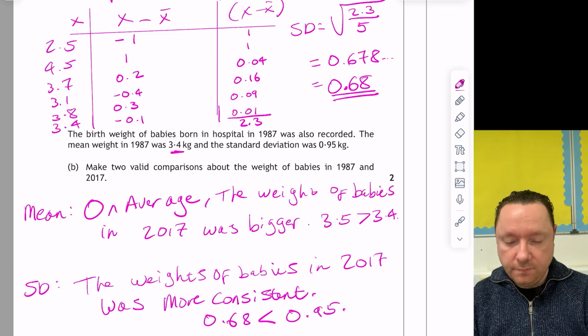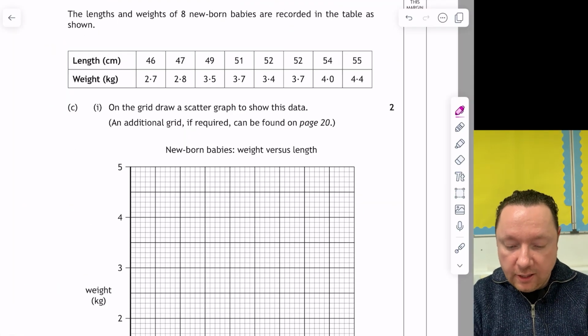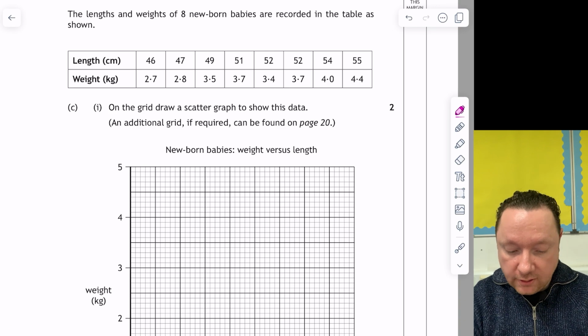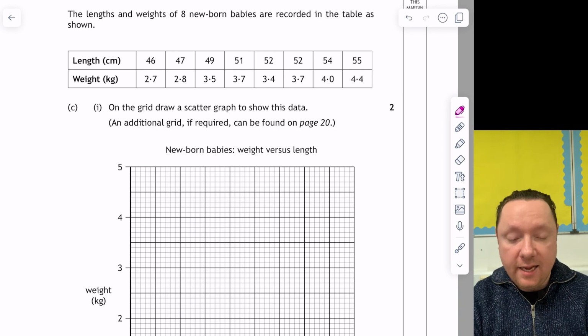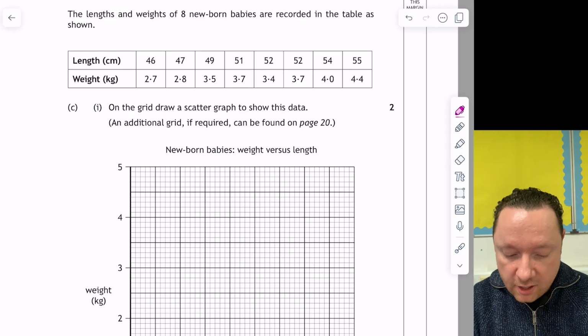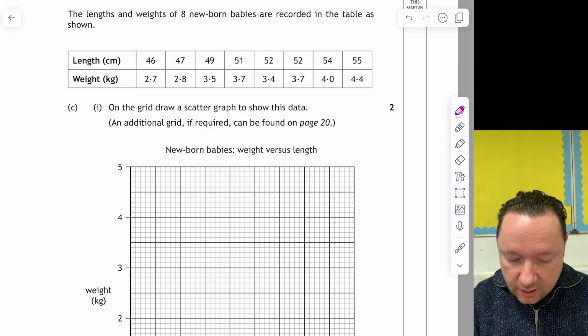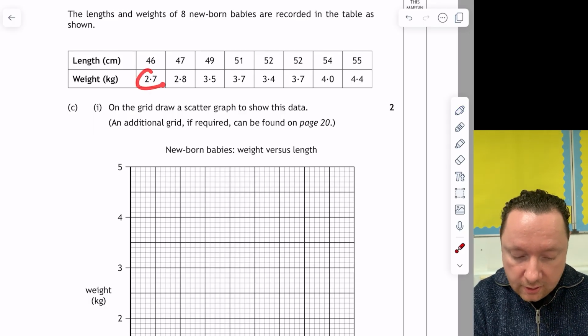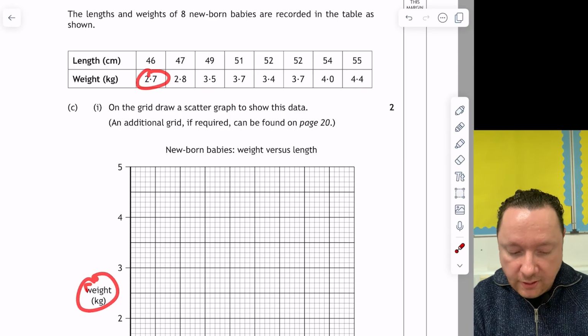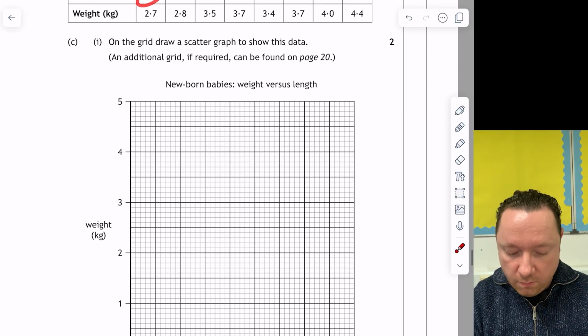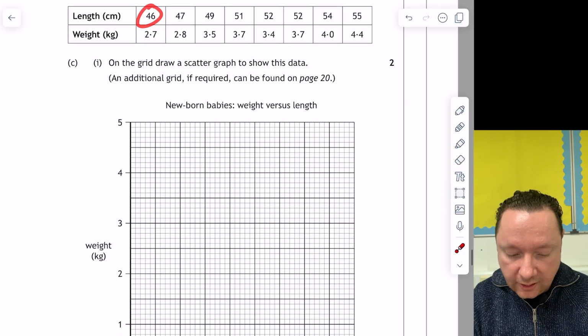And we're done there. The weights of 8 newborn babies are recorded in the table as shown below. So here's the table, and then on the grid, draw a scatter graph to show this data. So for part C, we have to draw a scatter graph. So remember, that just means weight, check where that is, up the side, length must be down the bottom, and I'm just plotting points the best I can.